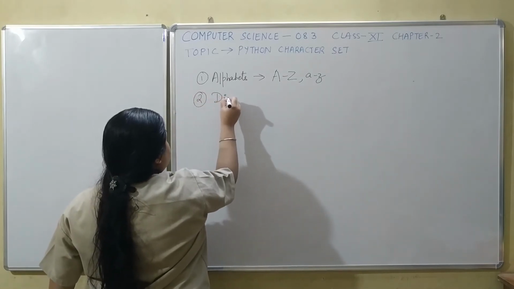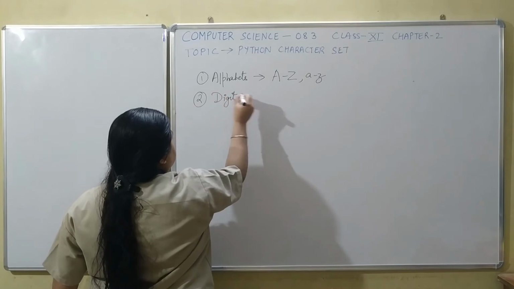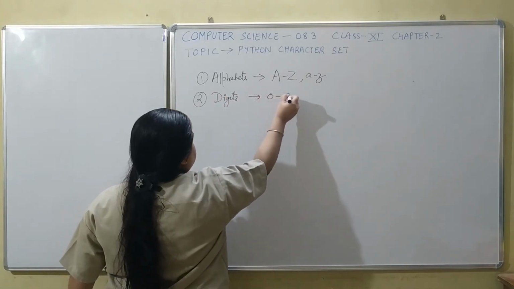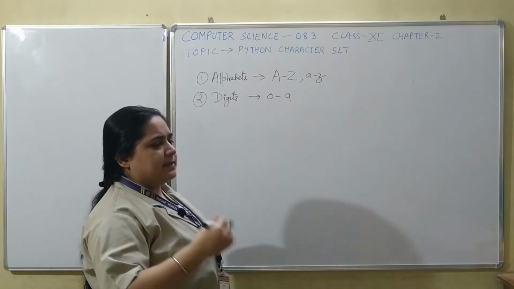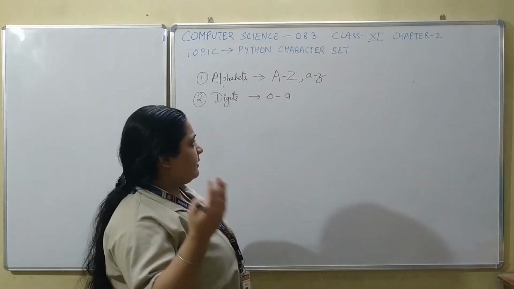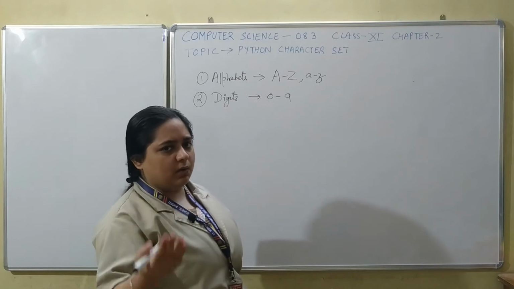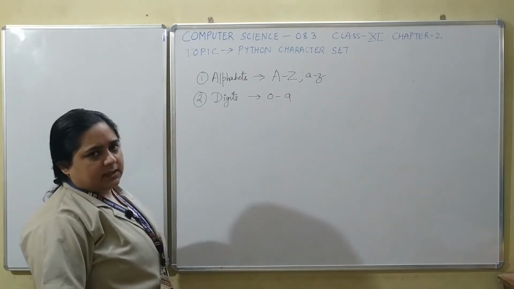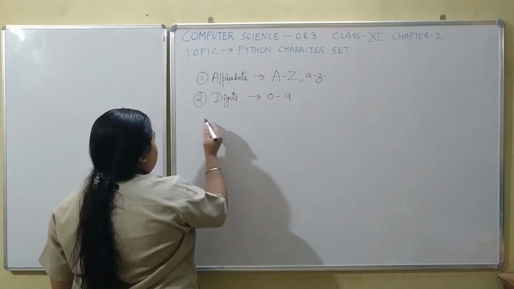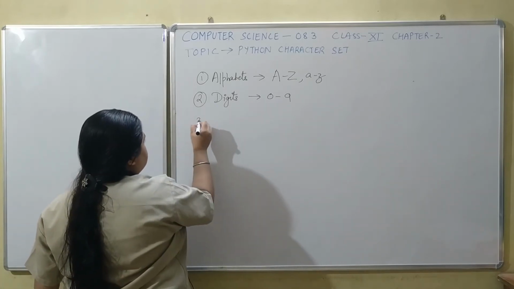Second is digits, 0 to 9. Anything which contains digits or numbers, when we create real numbers or whole numbers, everything is created out of these 10 digits.